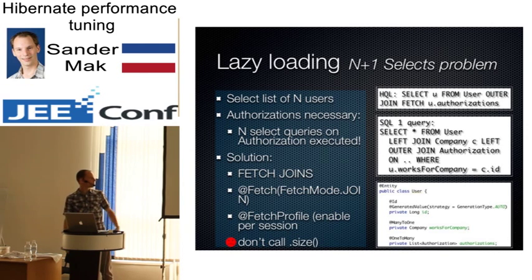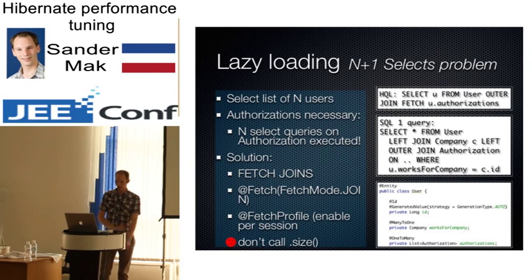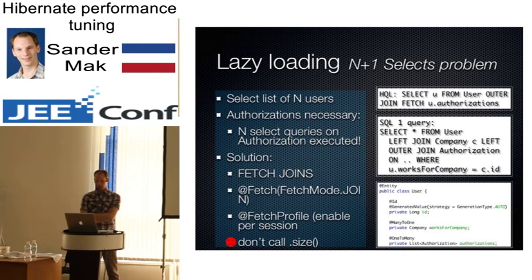In this case, you can use the fetch profiles. There's also a Hibernate specific annotation. And in the fetch profile, you can define, okay, for this authorization list, I want it to be fetched eagerly using a fetch join at the moment that this fetch profile is enabled. And you can enable fetch profiles on a Hibernate session using the enable profile call on there.